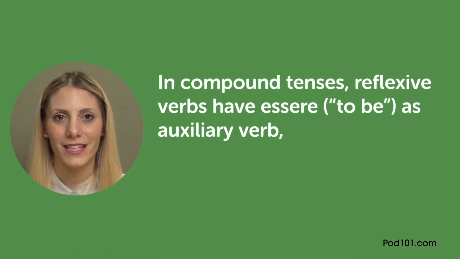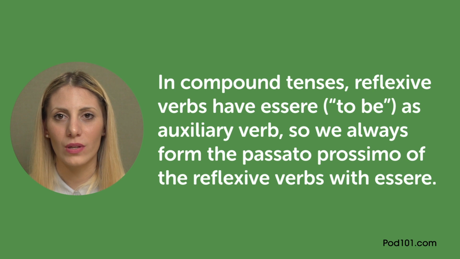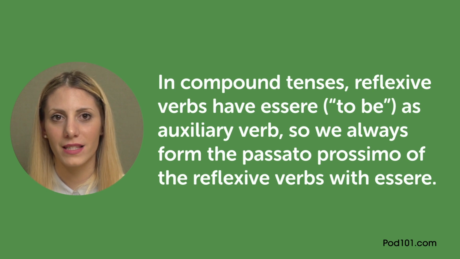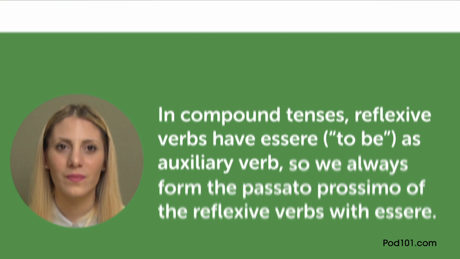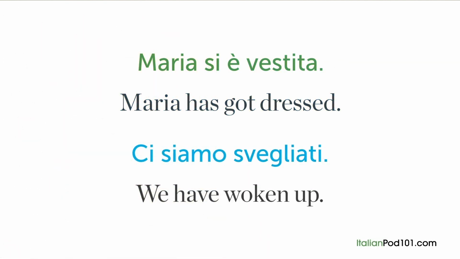In compound tenses, reflexive verbs have essere, to be, as the auxiliary verb, so we always form the passato prossimo of reflexive verbs with essere. Let's see some examples. Maria si è vestita. Maria has got dressed. Ci siamo svegliati.